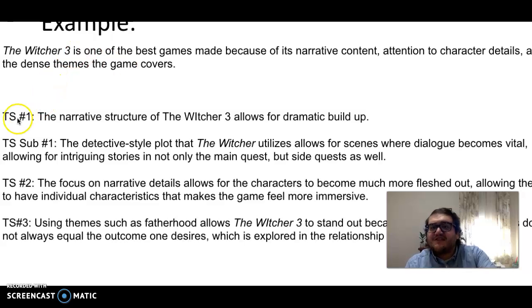So topic sentence number 1, so this is the first sentence for my first body paragraph. The narrative structure of The Witcher 3 allows for dramatic build-up. Okay, so I'm focusing on the narrative content. Okay, that sounds good.